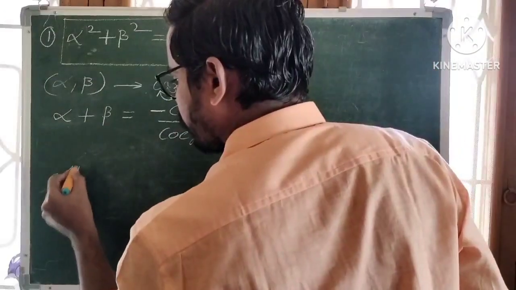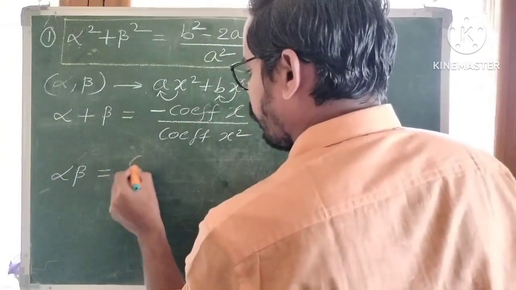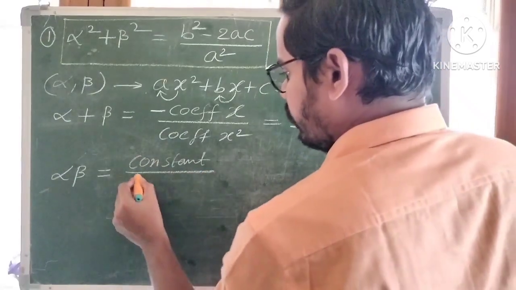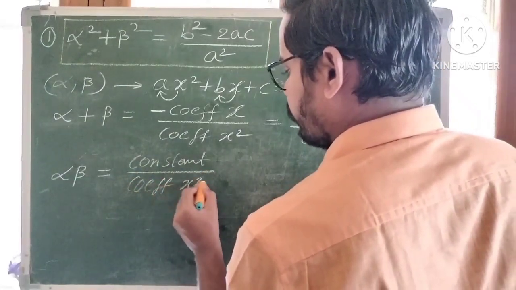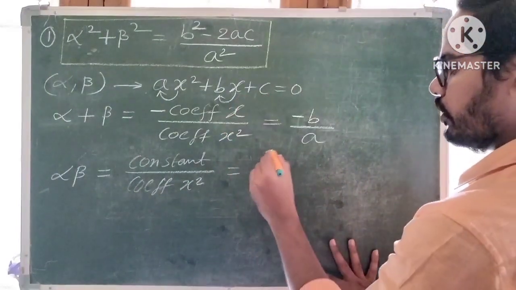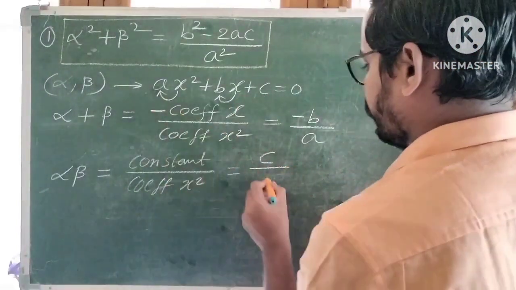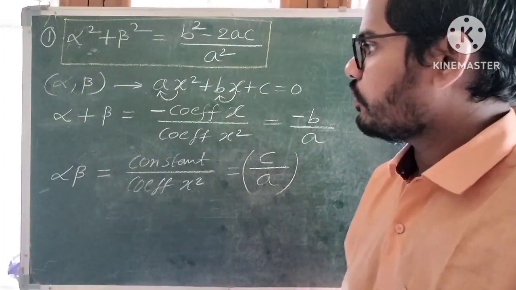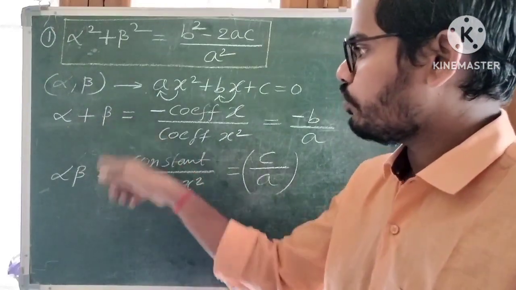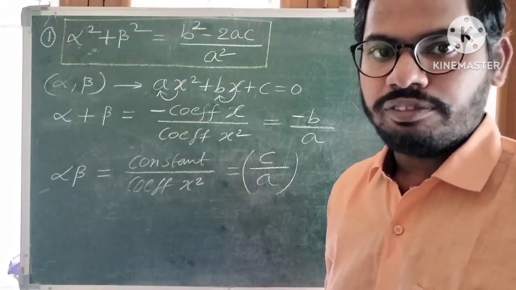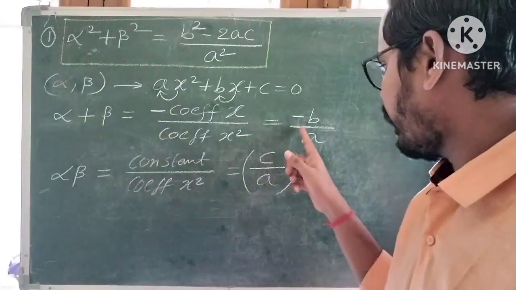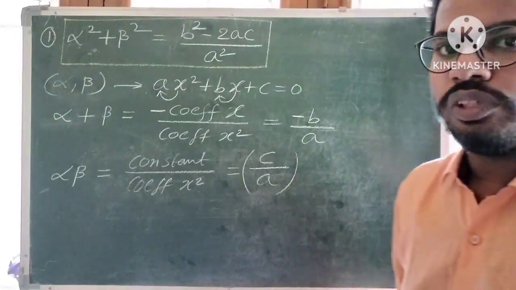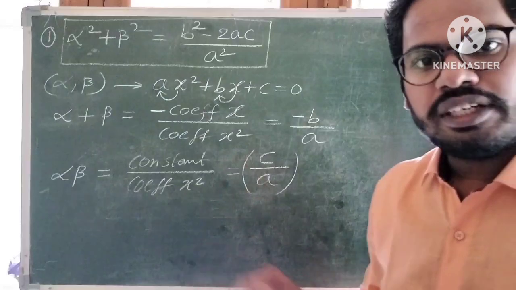And what about the product of the roots? Alpha into beta is equal to constant term by coefficient of x square. Here the constant term is c and the coefficient of x square is a. Therefore the product of the roots is equal to c by a. These two formulas are very important. Using these two formulas we can derive all symmetric functions. Sum of the roots is equal to minus b by a, product of the roots is equal to c by a. If we remember these two formulas, we can derive all symmetric functions.